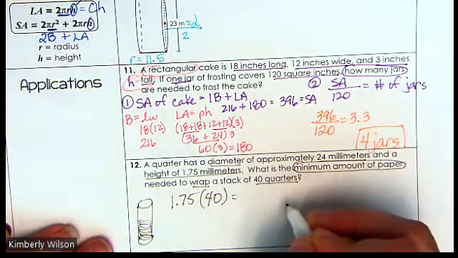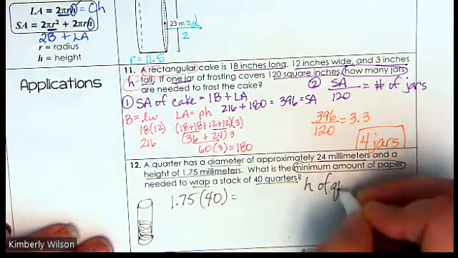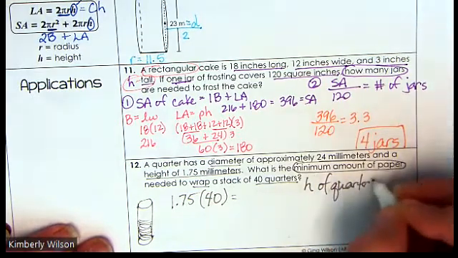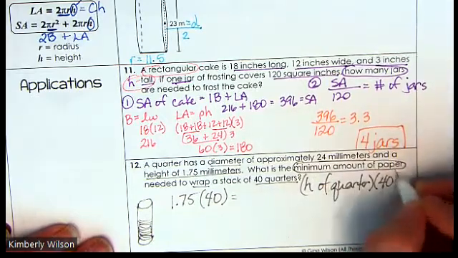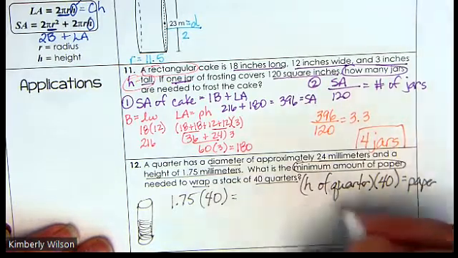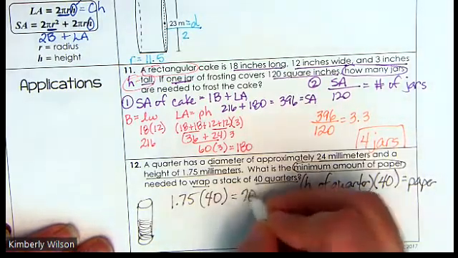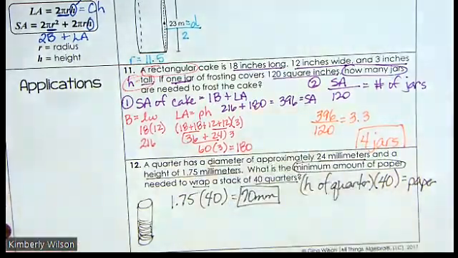I'm sorry, I worked this all the way out because we're doing the height of the quarter times 40 equals the amount of paper needed. So that's going to be 70 millimeters. That's actually easier than it needed to be.